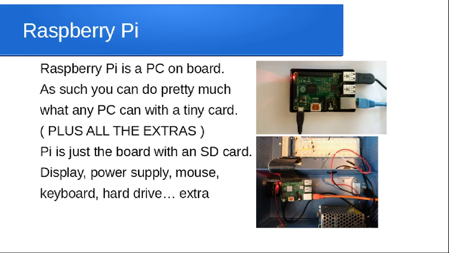Raspberry Pi, on the other hand, is a full-blown PC on a board. Now, when I say full-blown PC, I basically mean it's got the CPU processor and the motherboard type stuff that you need for any PC. Everything else is kind of extra.